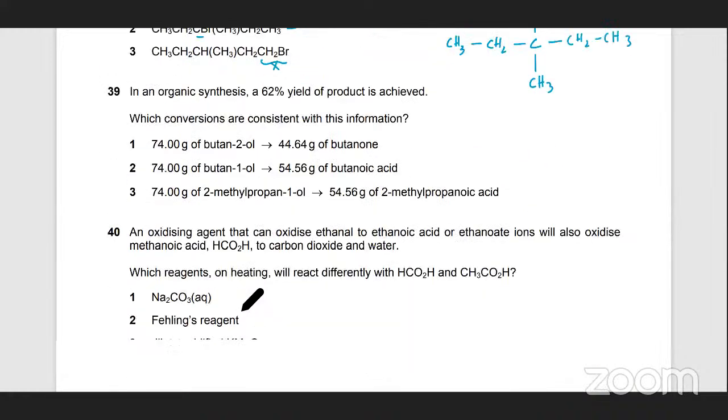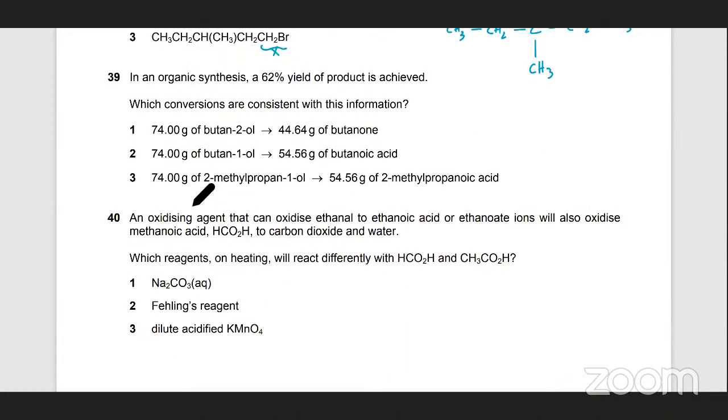So before doing 39, we can do 40. An oxidizing agent that can oxidize ethanol to ethanoic acid, or ethanoate ions, will also oxidize methanoic acid to carbon dioxide and water. Which reagents on heating will react differently for methanoic acid and ethanoic acid? So now, first thing, he's talking about differently.